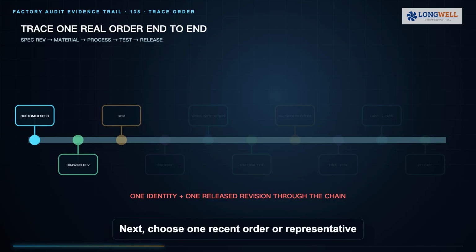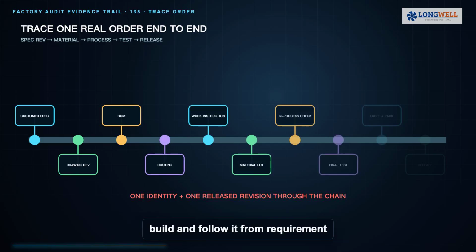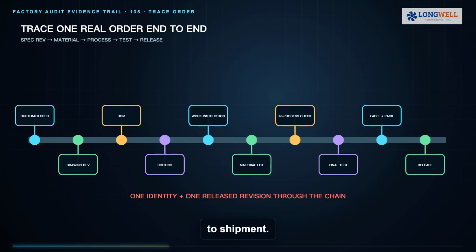Next, choose one recent order or representative build and follow it from requirement to shipment. Begin with the customer's specification and approved drawing revision. Trace it into the bill of materials, routing, work instruction, inspection plan, equipment settings, operator authorization, material lot, in-process checks, final test, label, packing record, and release approval.